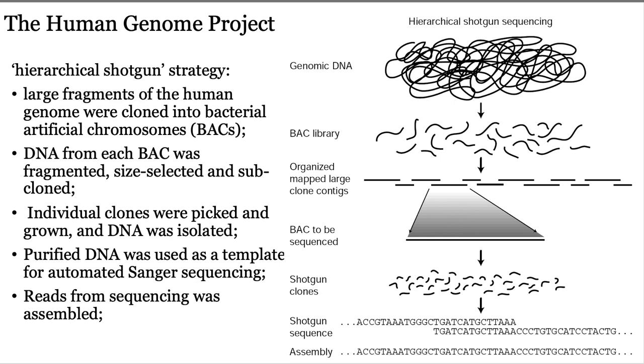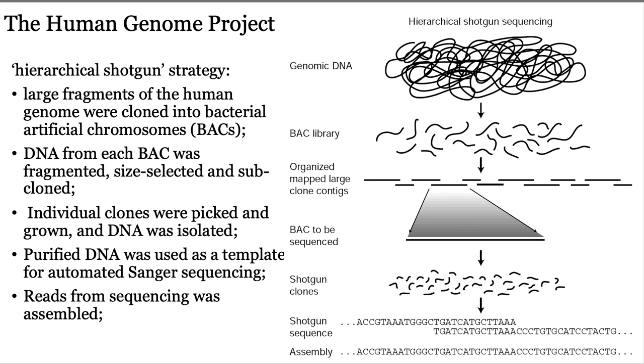Basically, it has multiple layers of shotgun sequencing. So we start with genomic DNA, a very long DNA fragment. We fragment it into relatively large DNA fragments, about 200 kb or so, fairly long fragments.